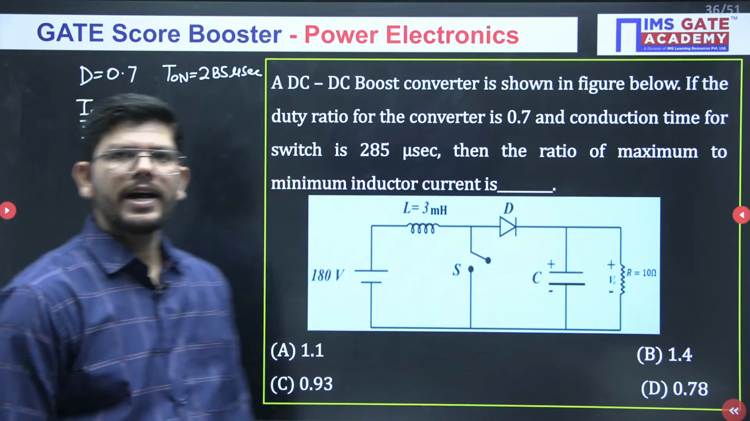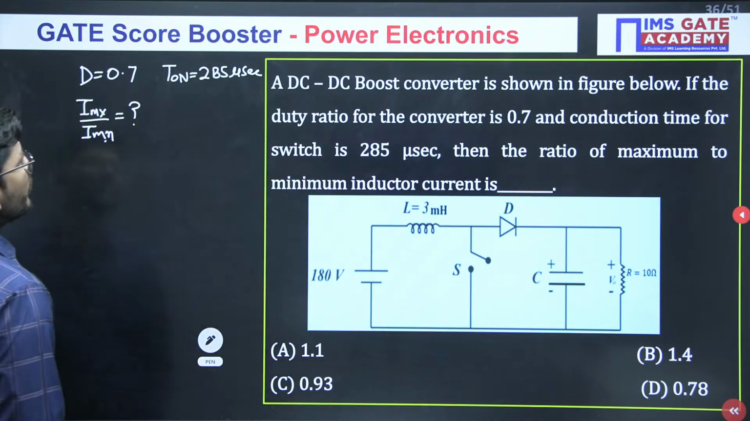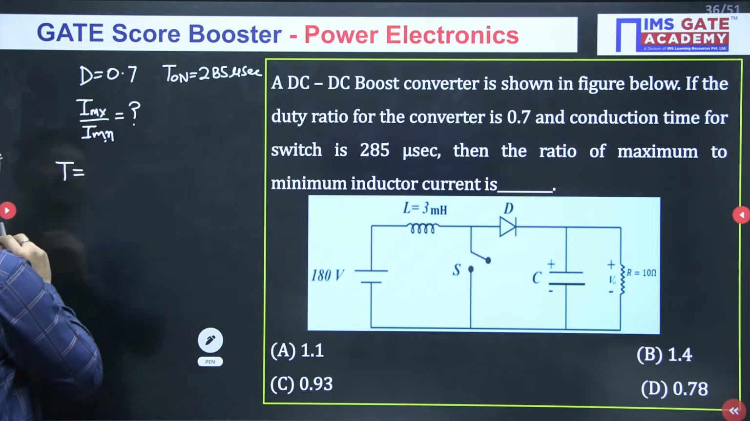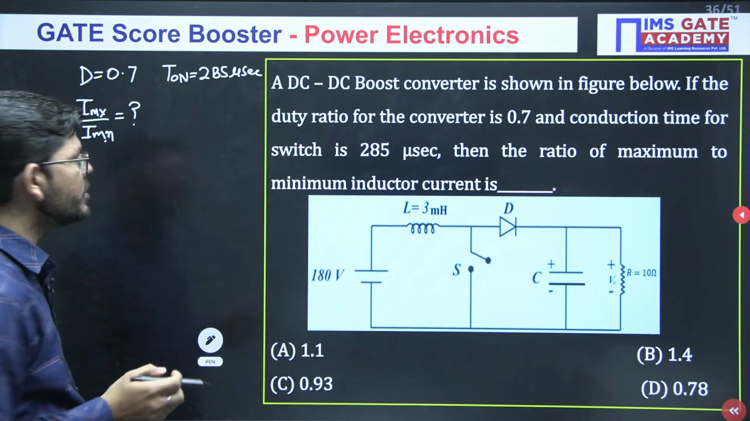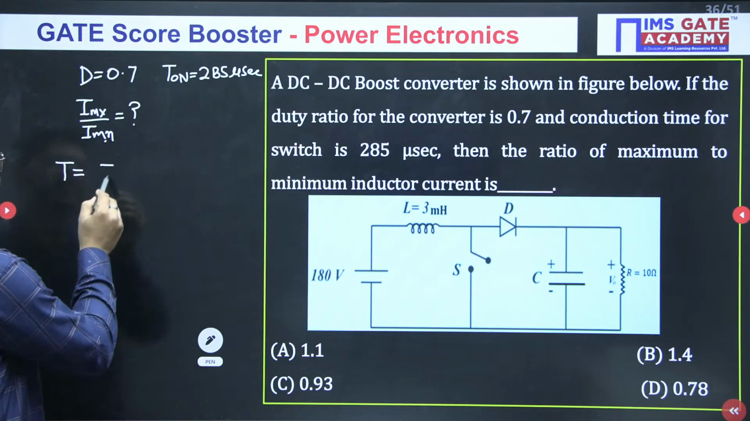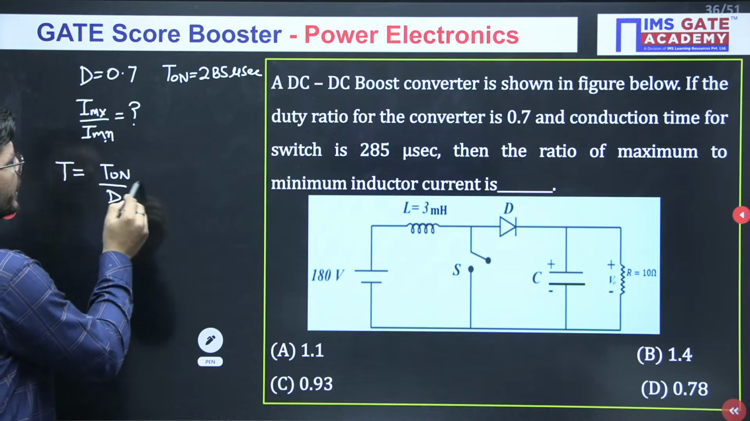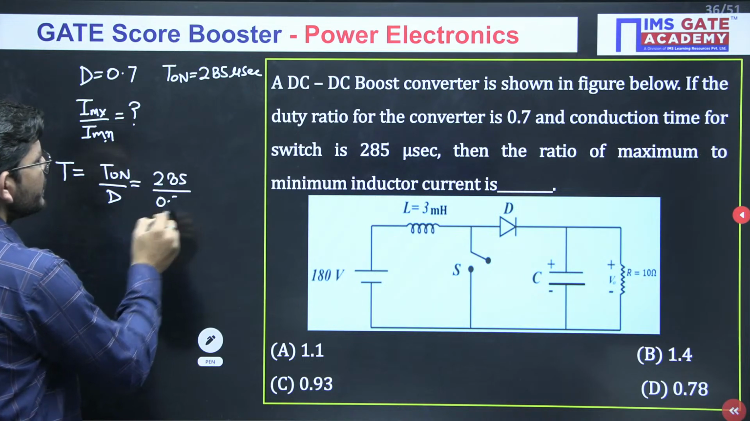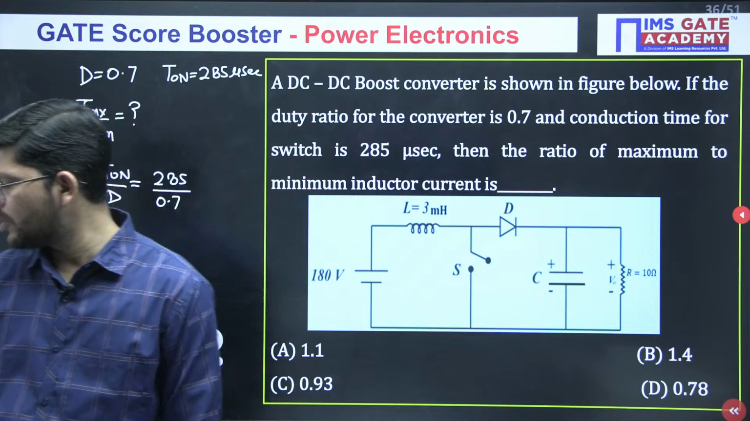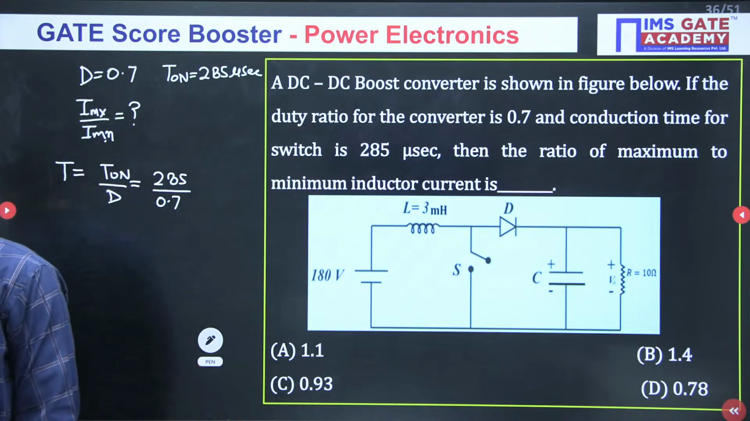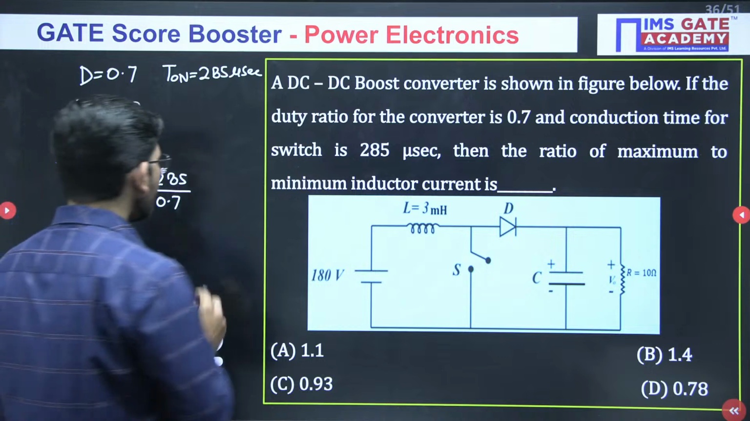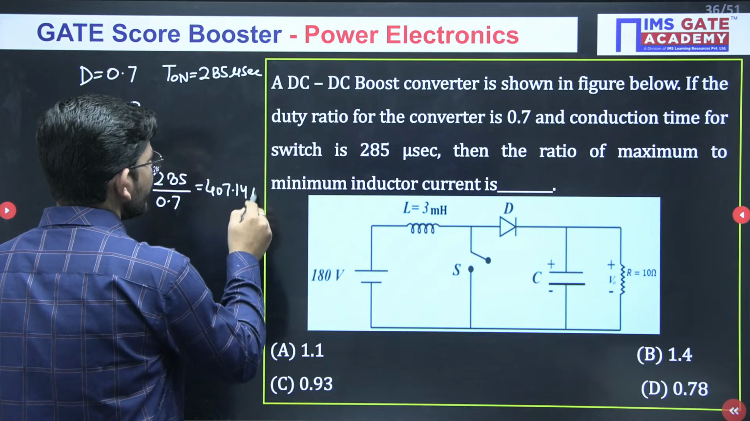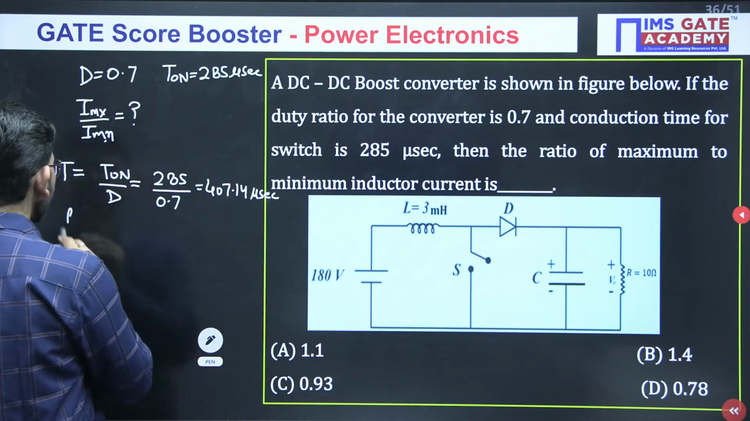So what we have to calculate here is the ratio of Imax to Imin. Okay. Just see what has been given is T on and D, and we don't know the value of T. Okay. So T might be, you know that T on is D times T. So T will be T on divided by D. So T on is 285 microseconds divided by D is 0.7. Okay. So when you will divide it, what value of T you will be getting? T will be 407.14 microseconds. Okay. So it will be 407.14 microsecond. That will be the value of T.